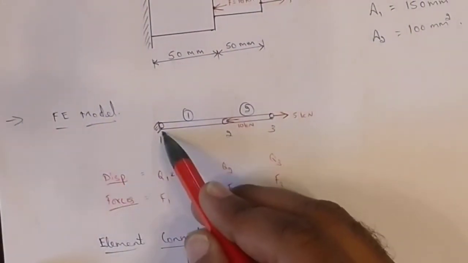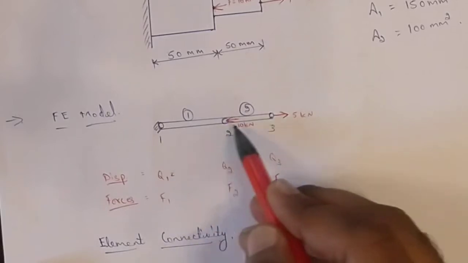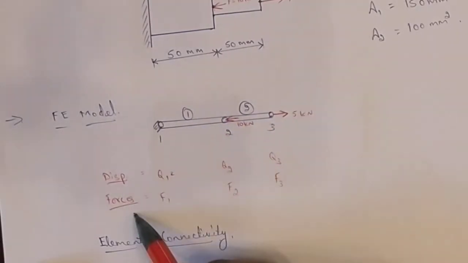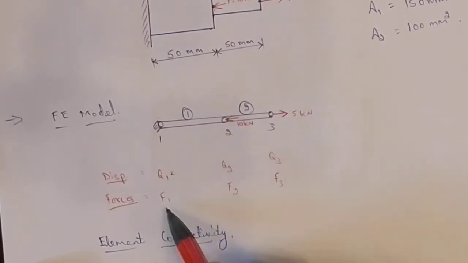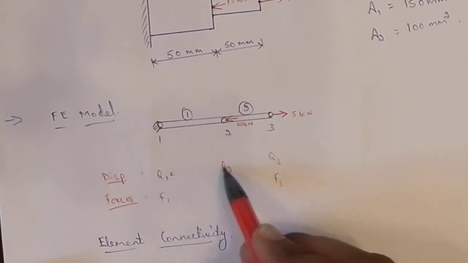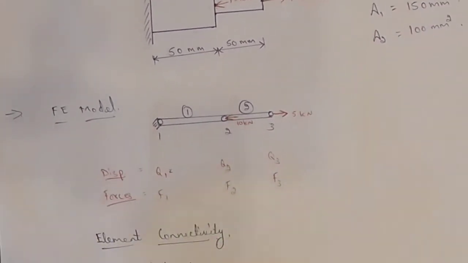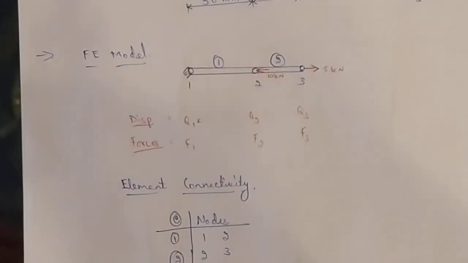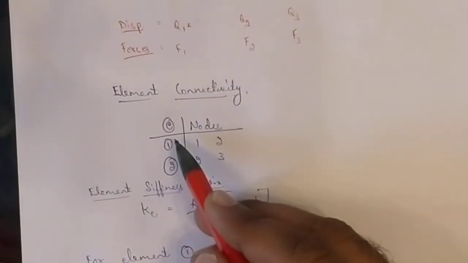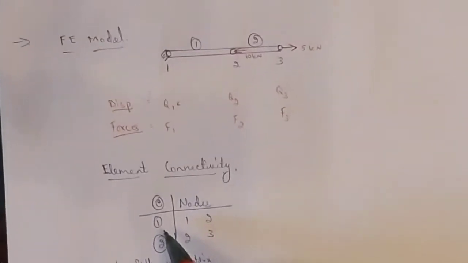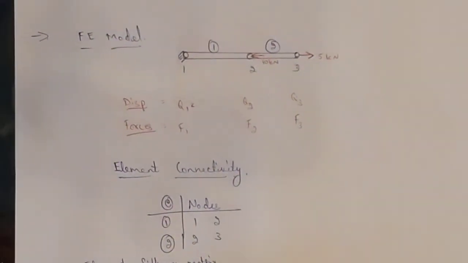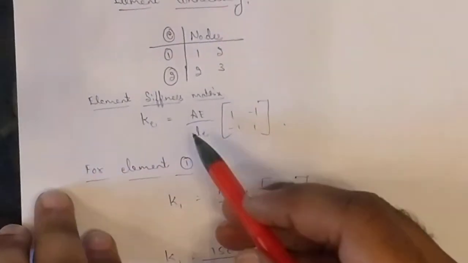In the finite element model, nodes 1, 2, 3, force of 10 kilonewton, force of 5 kilonewton, elements 1 and 2, displacements Q1, Q2, Q3, forces F1, F2, F3. Don't write any values here because you will get all the values once you solve using the penalty method. Okay, so next, element connectivity. Elements and nodes. The first element is between nodes 1 and 2, the second element is between nodes 2 and 3.